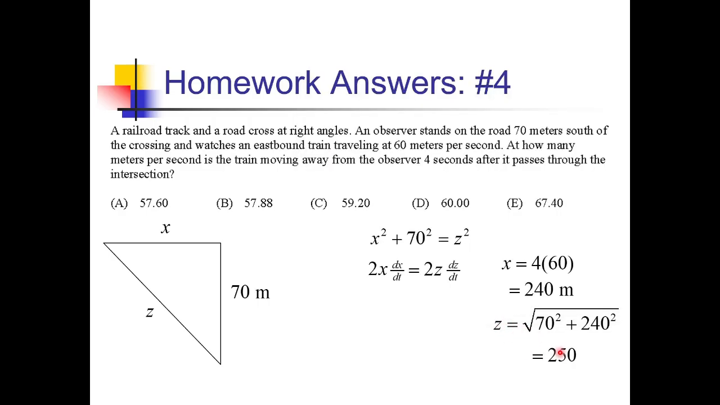So 250. So we've got an x, we've got a z, we've got a dx over dt. Let's plug it all in. So we have 2 times the x value, 240, equals 2 times the z value, 250. And don't forget the dx over dt. That's the 60 that we have to plug in for that. So 2 times 250. And then this dz over dt, again, that's not changing because that's what we're trying to find. So now to solve for this, I just have to go back and divide both sides by basically 500.